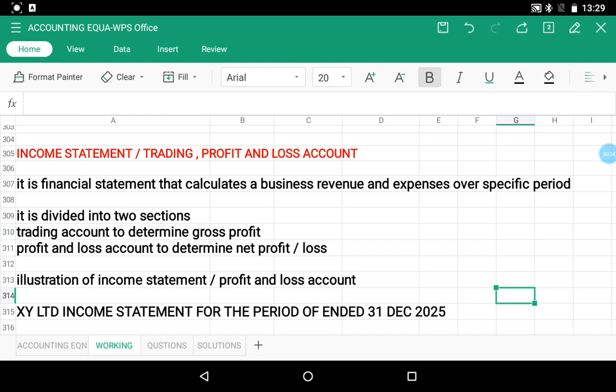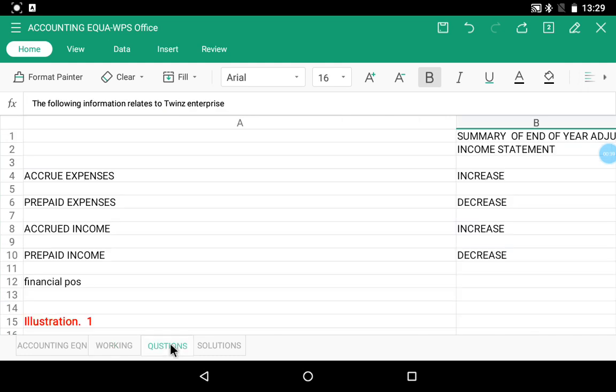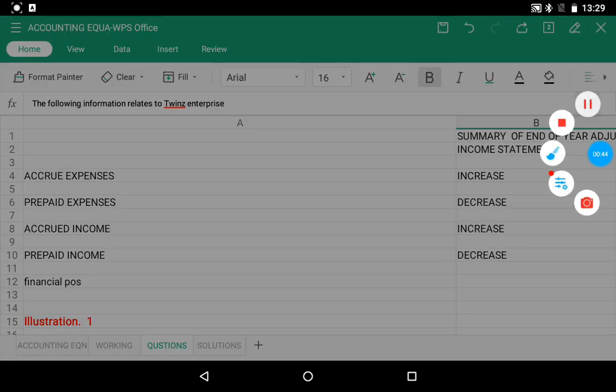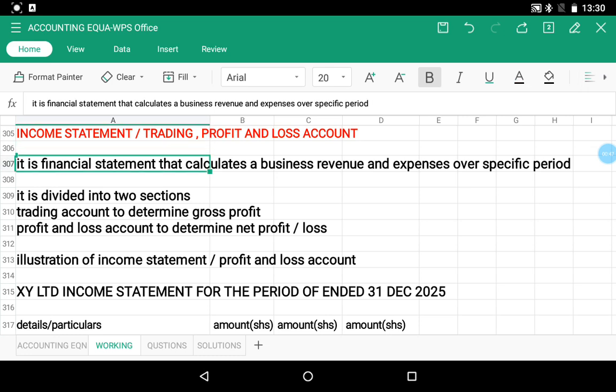When you talk about the income statement, it combines two accounts: the trading account and the profit and loss account. Its definition says it is a financial statement that calculates a business's revenue and expenses over a specific period of time.